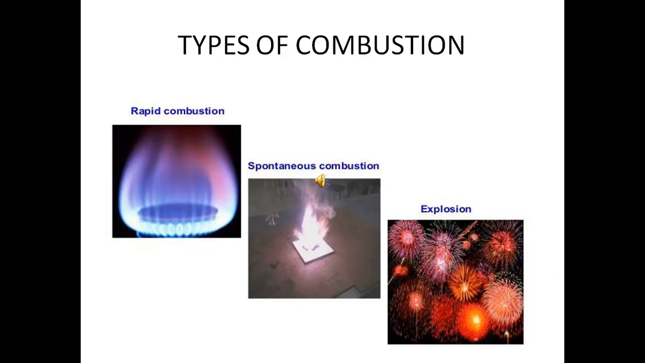Spontaneous combustion. It is a combustion process in which a substance burns without the help of external heat. For example, phosphorus burns spontaneously at room temperature. Third, explosion. It is a type of combustion in which a substance burns suddenly and produces heat, light, and sound with the help of heat or pressure. For example, explosion of crackers. So, combustion has three types: rapid combustion, spontaneous combustion, and explosion.